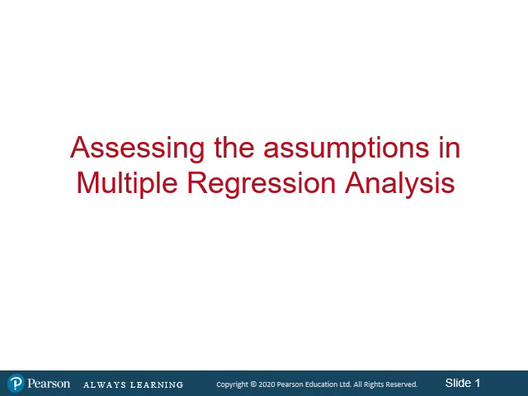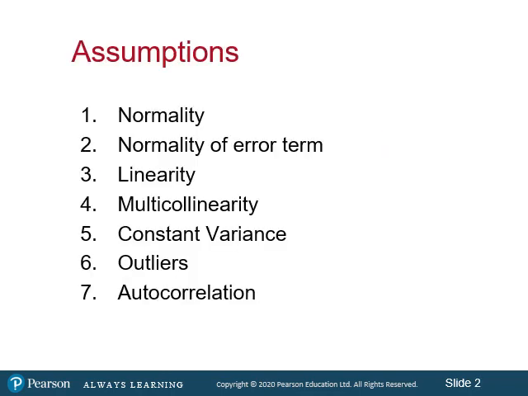Hi, in this second part of the video lecture, I will be showing you how to assess the assumptions in multiple regression analysis. Basically, in multiple regression analysis, we have 7 assumptions. Number 1 is normality. Number 2 is normality of the error term. Number 3 is linearity. Number 4 is multicollinearity. Number 5 is constant variance. And number 6 is outliers. Number 7 is autocorrelation. So these are the 7 assumptions we need to test.